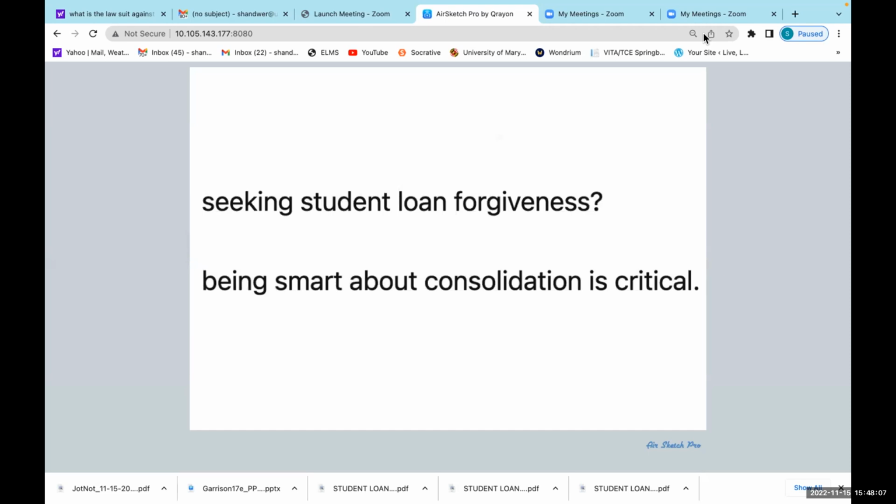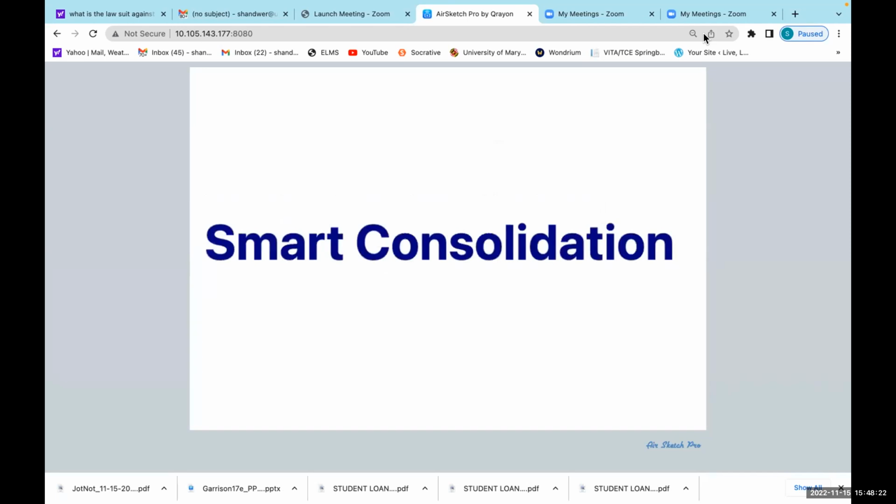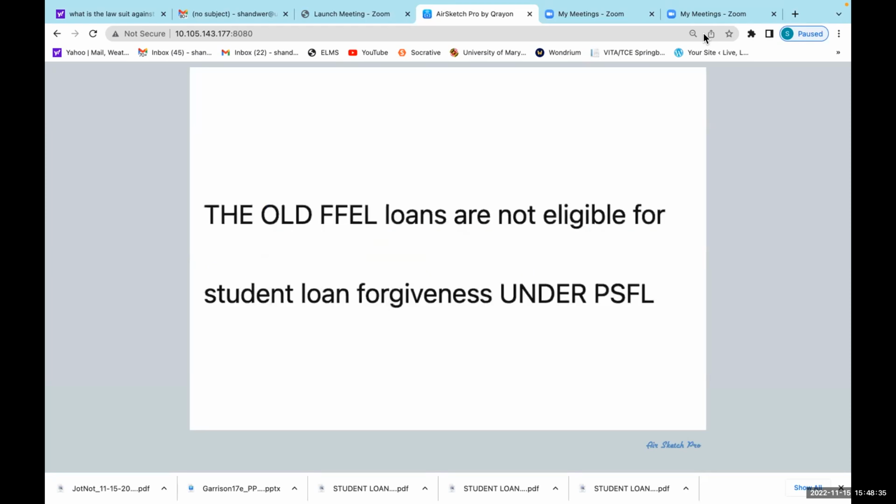And if you're seeking student loan forgiveness, being smart about consolidation is critical because you could get into a program where the forgiveness happens early. We're not talking about President Biden's forgiveness. We're talking about regular forgiveness programs. You might be able to do what we call smart consolidation, and that is move into a program where instead of 25 years, maybe it's 20 years, you pay for 20 years based on your income, and then the balance is forgiven. That's the kind of planning you want to do with consolidation, to think about what's the best place for you to be.